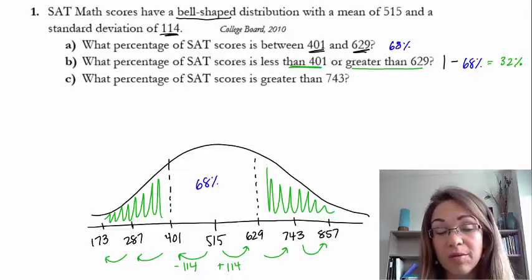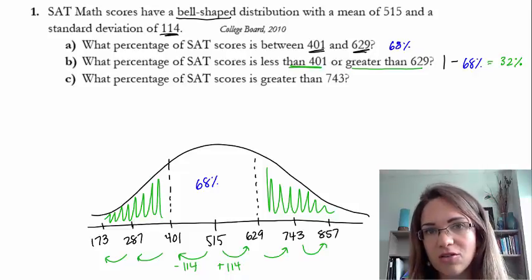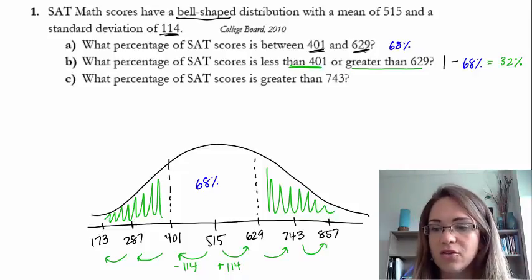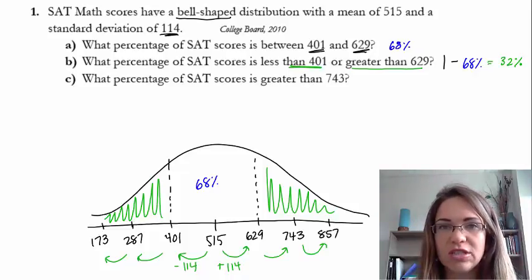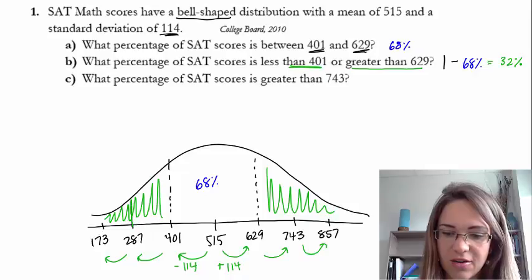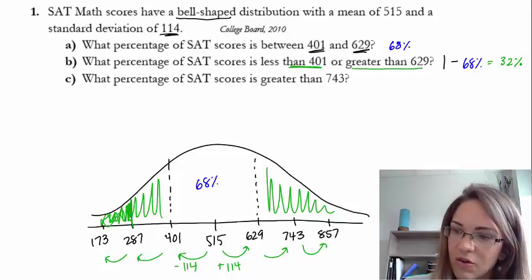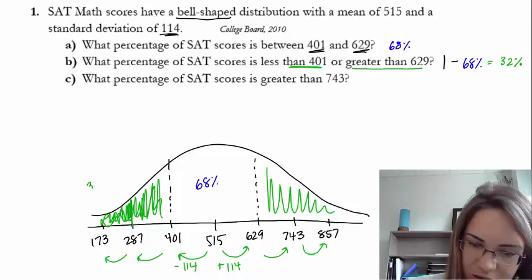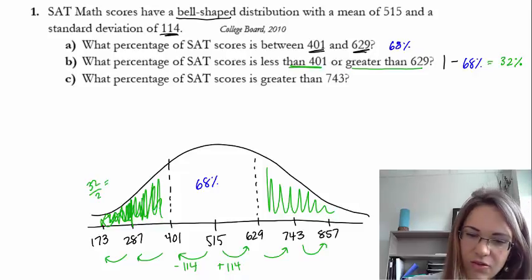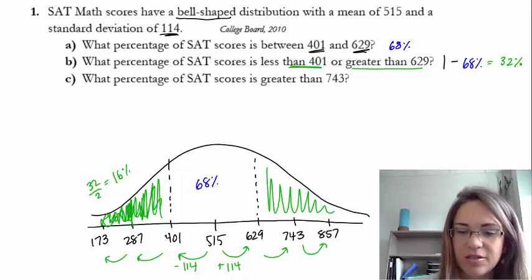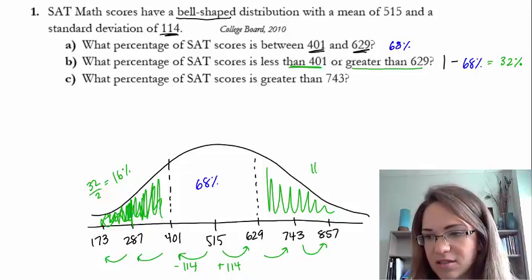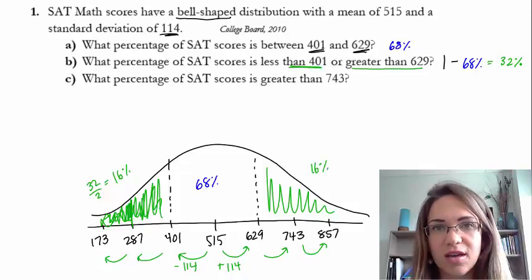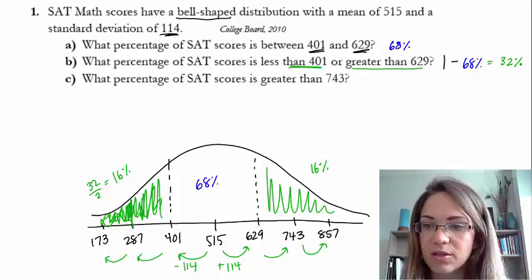Now, because you remember that this curve is symmetric, we can also use symmetry. If there's 32% in these green tails, I know that there is half of 32. So that's 16% in each tail. 16% here, 16% there, should I want to answer that question.